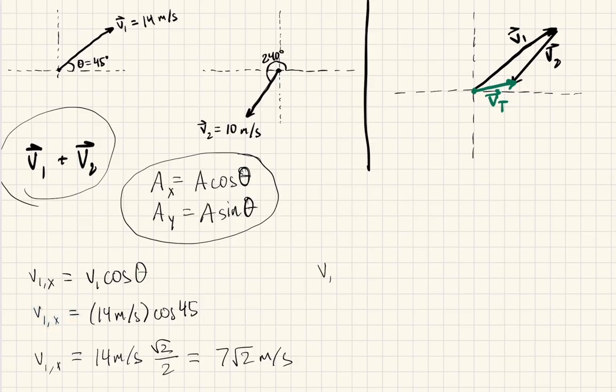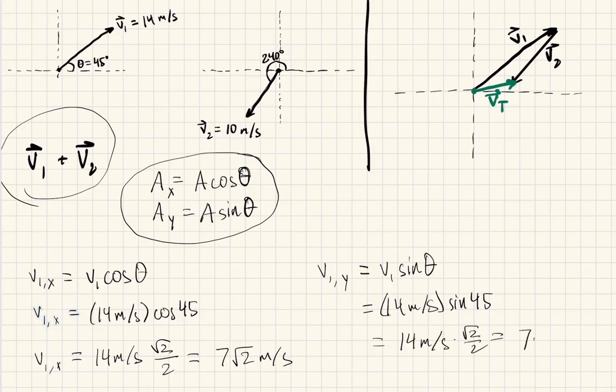And let's go ahead and find the y component of vector 1. Now it's going to be sine of the angle, but when the angle is 45 degrees, sine of 45 is also root 2 over 2, so we're going to get something similar here. And we get 7 root 2 meters per second for the y component as well, okay? So we have those 2.